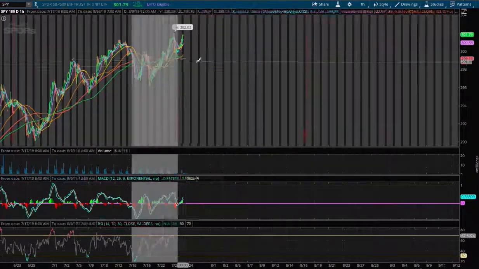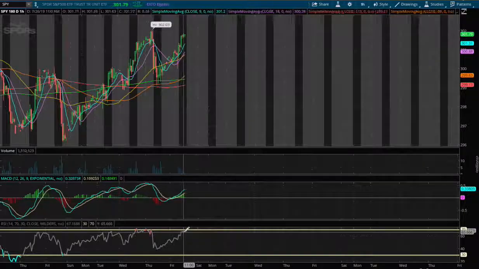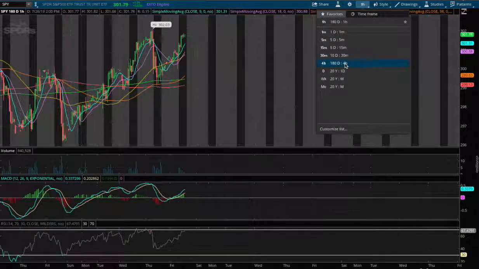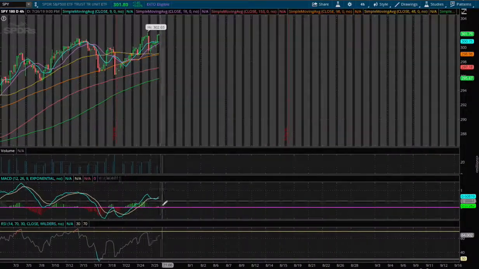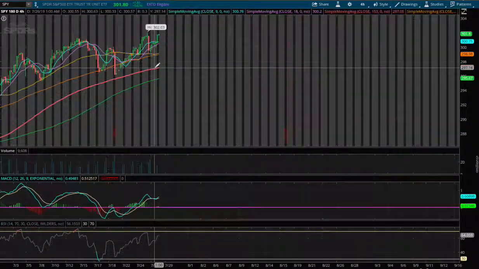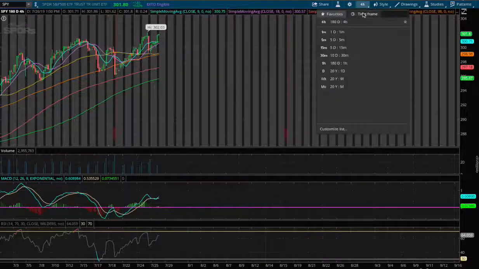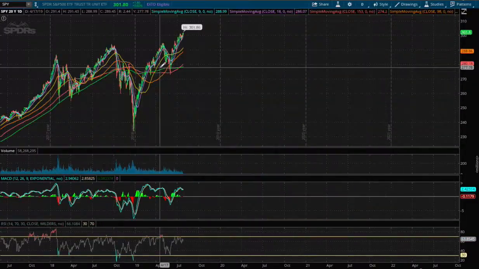On the 1 hour chart, we are near overbought RSI. On the 4 hour chart, we are also approaching overbought RSI as well. We have not quite hit it yet, but I do believe we may head higher on the overall trend.